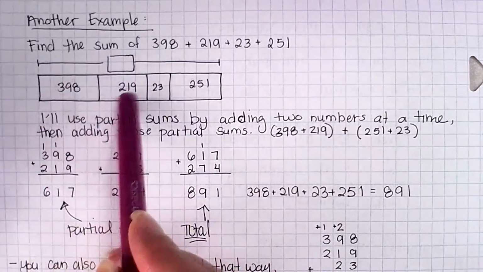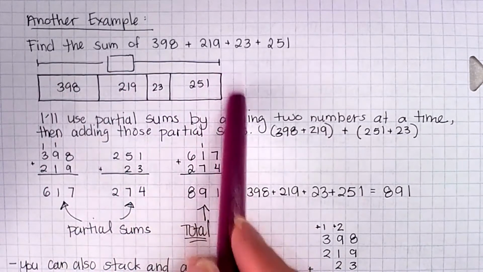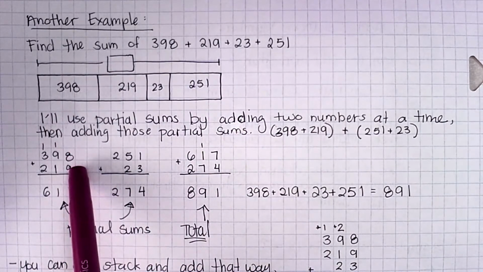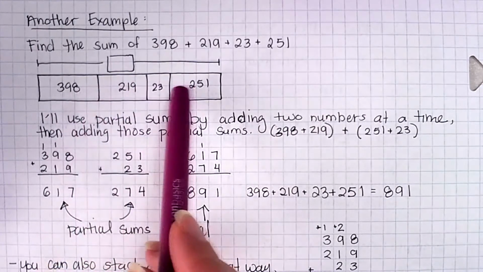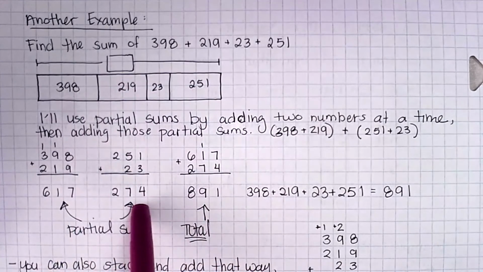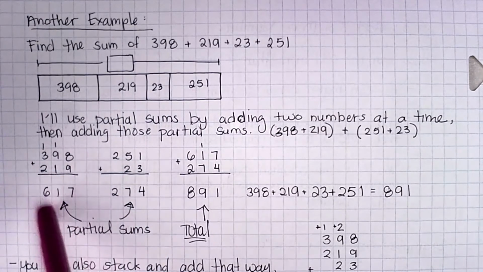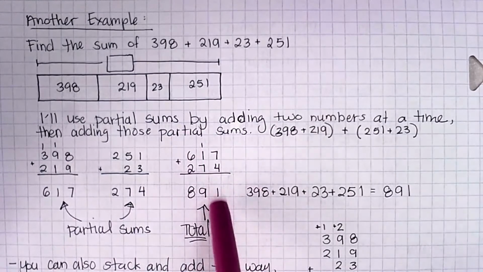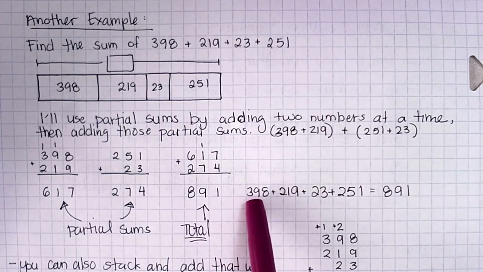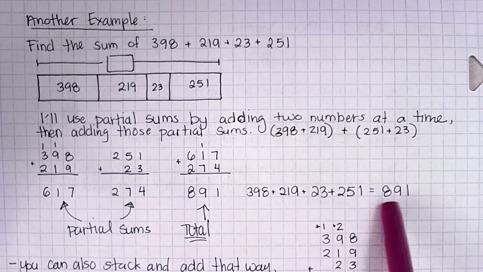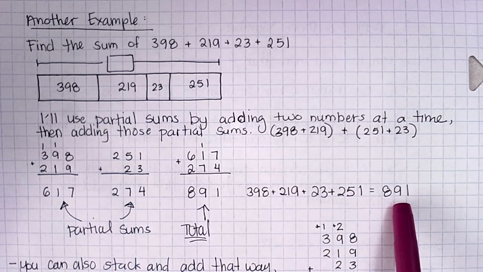Then I'm going to add the answer that I got here, plus the answer that I got here to find the answer for the whole amount. So 398 plus 219 gave me 617. So that was these 2 parts. For these 2 parts, 251 and 23, that gave me a partial sum of 274. So these 2 are my partial sums. Then I took both of these partial sums and I stacked and I added them to find my total, which was 891. So 398 plus 219 plus 23 plus 251 gave me a sum of 891.